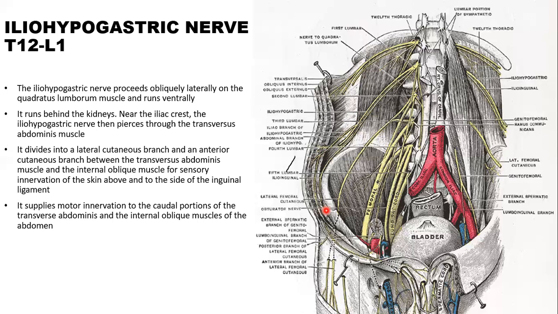Okay, so basically those two are going to supply sensory innervation to the skin above and to the side of the inguinal ligament. Then this same iliohypogastric nerve also supplies the transversus abdominis, because it's piercing it, and it will also supply the internal oblique muscle. Okay, so that is the iliohypogastric nerve. Know its course and know the divisions, and what muscles it supplies.